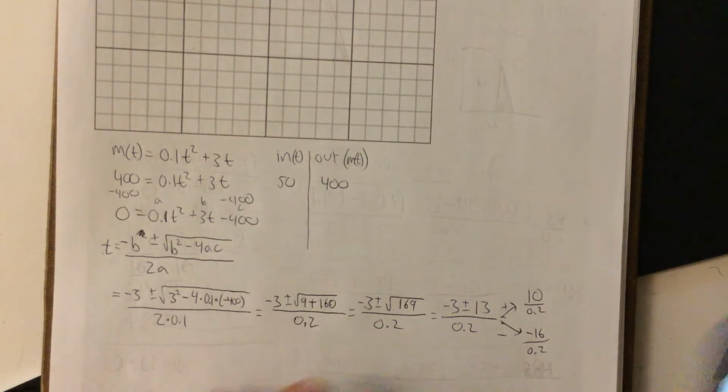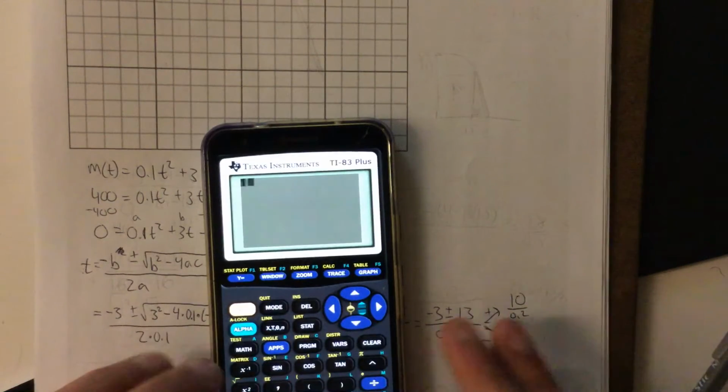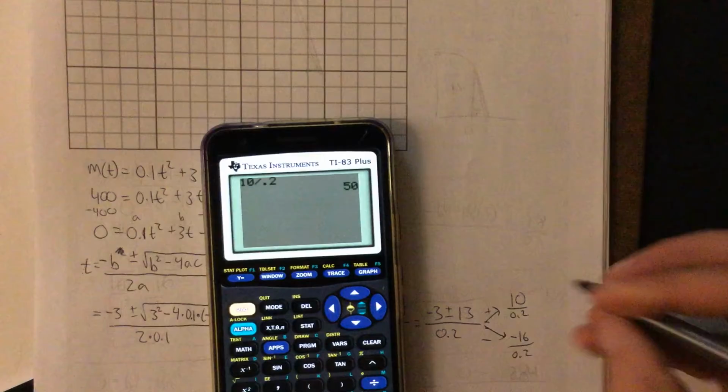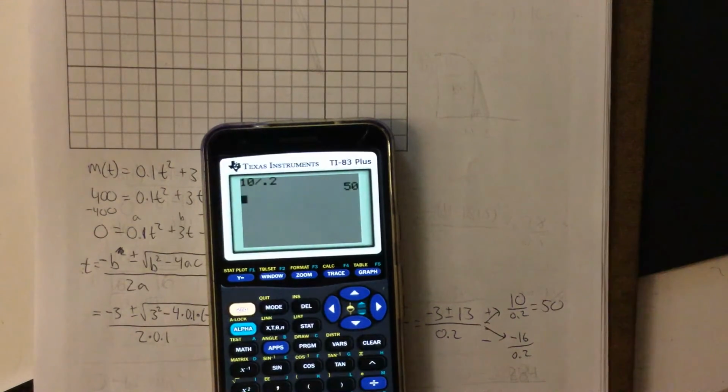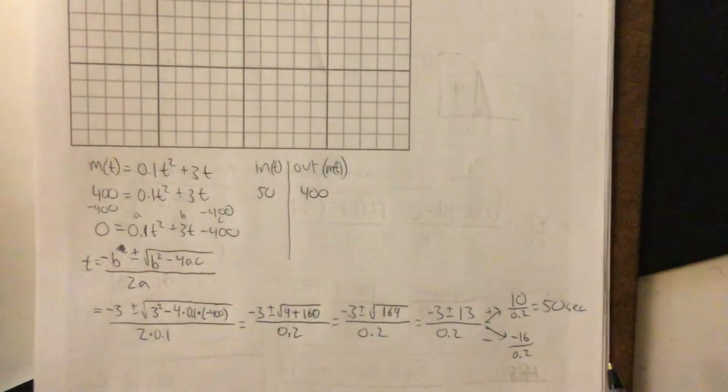Oh my gosh, did I mess up my math somewhere? I may have. Well, what's 10 divided by 0.2? It should be 50. Ah, no, we're good. I didn't mess it up. Okay, and that's equal to 50 seconds. And that's how we found it.